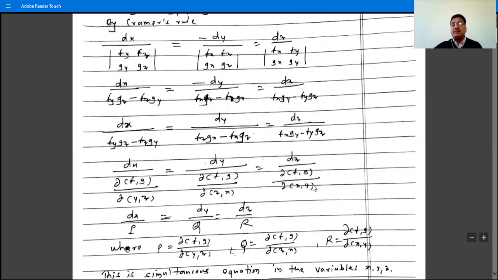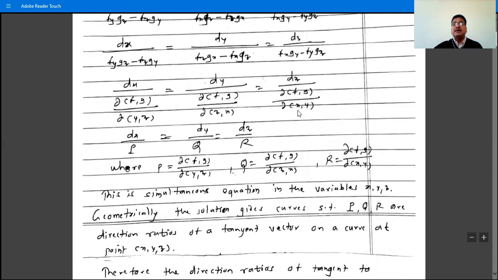What is ∂(f,g)/∂(x,y)? It is the determinant of ∂f/∂x, ∂f/∂y, ∂g/∂x, ∂g/∂y. Therefore we have this value. So this is the determinant, the Jacobian ∂(f,g)/∂(x,y). Suppose we call these P, Q and capital R, then we have dx/P = dy/Q = dz/R.